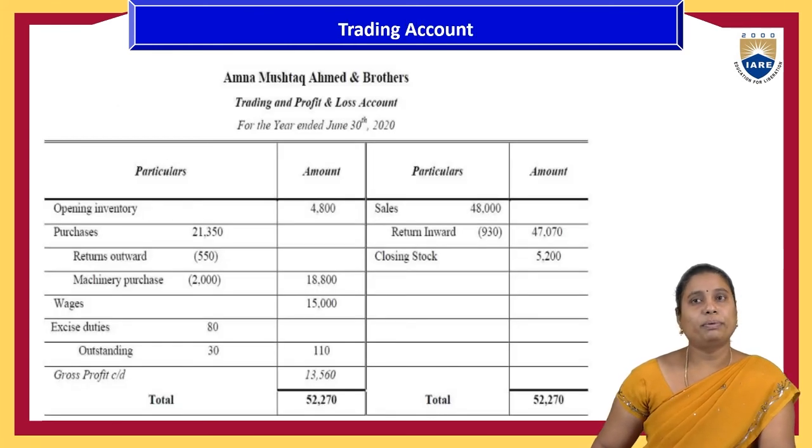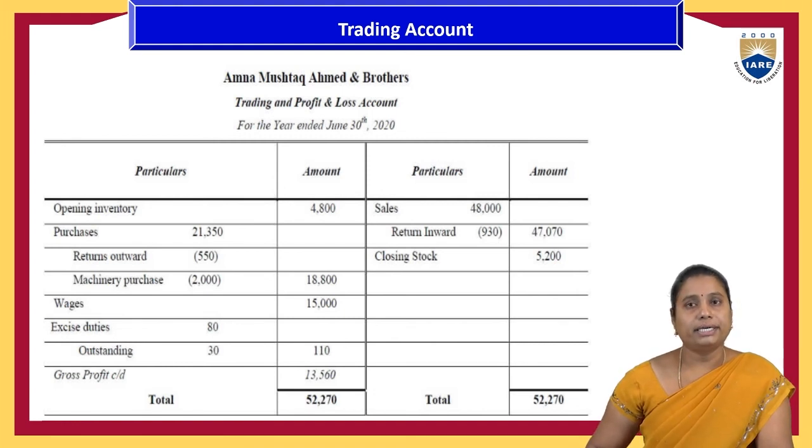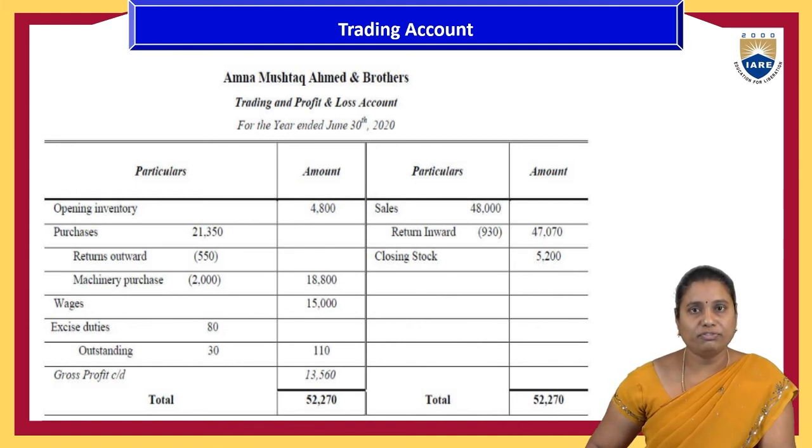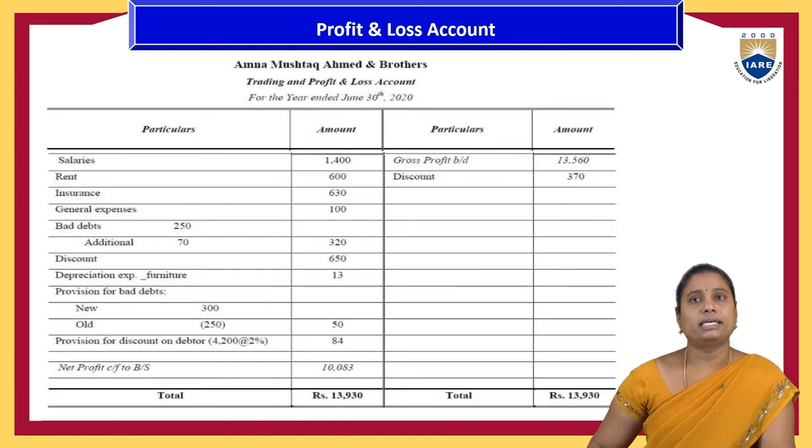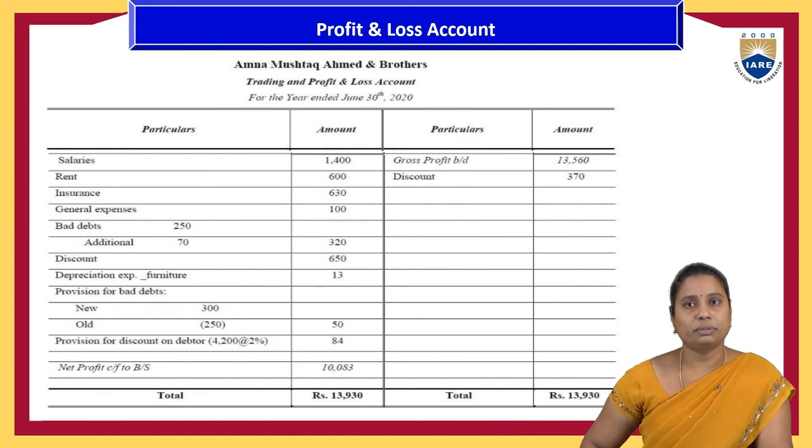So if we see the opening stock and the closing stock in the adjustments, the sales with the sales returns, purchases with the less of the purchase returns, and the machinery purchase was not returned, so 2,000 has to be deducted, and wages, excise duties outstanding ones, accumulated to the gross profit of 13,560, and that was added to the profit and loss account of salaries, rent, insurance, general expenditures, bad debts. Additional bad debt of 70 rupees, which is under adjustments, was given, 320 rupees, and discount received 370 under the credit of that one, and new and old provisions as well, 50 rupees.